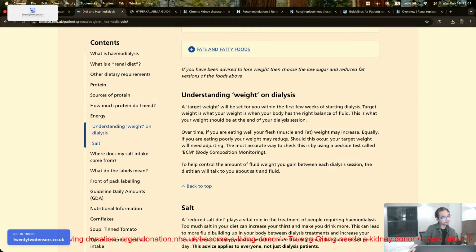So they define the target weight, which will be set in the first week of starting dialysis. And every session you should reach that target weight. So everybody does it right, because I am kind of different from this. Because it's very hard for me to control my fluid intake.